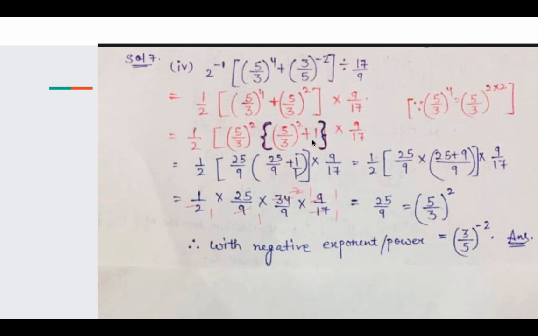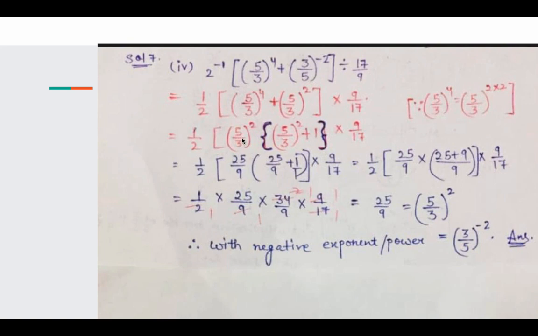Okay, you can reverse the steps and check whether you have understood or not. Into 9 upon 17 as it is. See, 5 by 3 whole square into 5 by 3 whole square. When the bracket is there, it means this common value will be multiplied 1 by 1 with each. So multiply it with this first: 5 by 3 whole raised to power 2 multiplied by the same. So 5 by 3 whole raised to power 4, plus sign as it is, multiplied by 1, 5 by 3 whole raised to power 2. That is what you get. Clear? This you must see, then only you will understand.